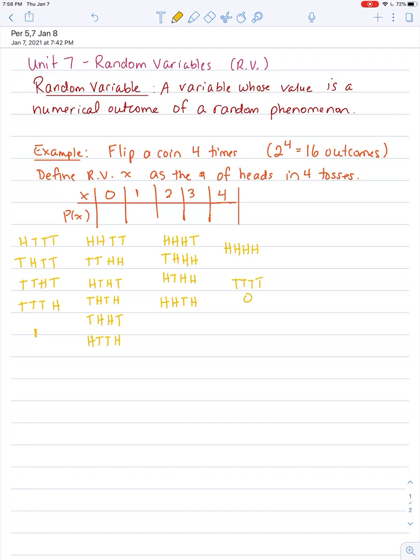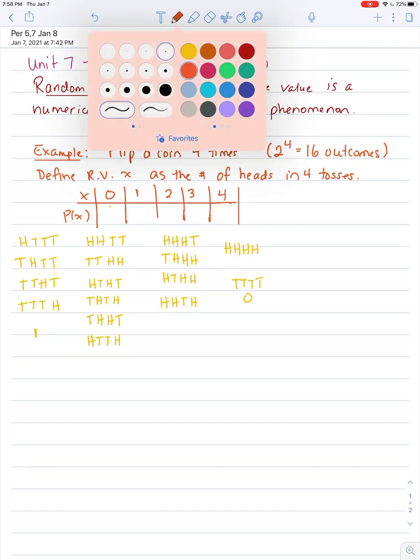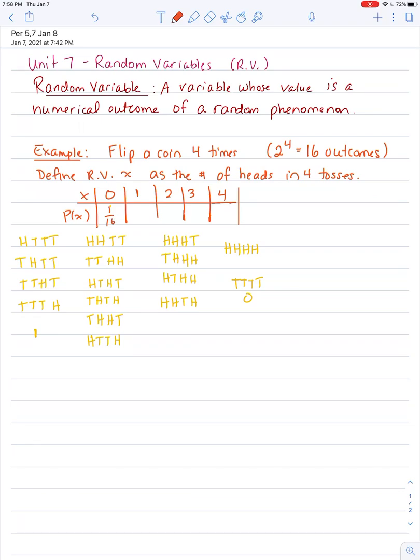So 0 is only going to happen 1 out of 16 times. 1 heads happens 4 different combinations, so 4 out of 16. 2 heads happens the most. That happens 6 out of 16 times, which makes sense because the probability is 1/2. So that's going to happen the most. And then 3 is going to happen 4 out of 16 times. And then 1 time you could get all 4. And of course, all of those should add up to 16 out of 16.